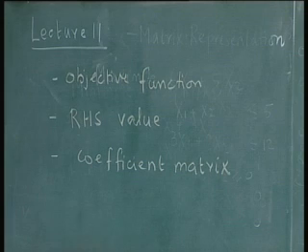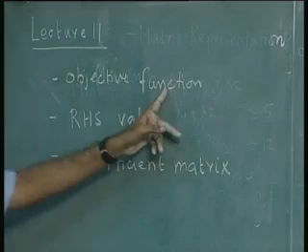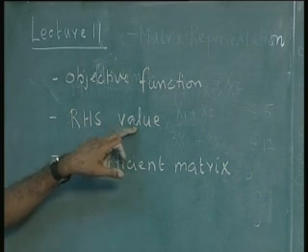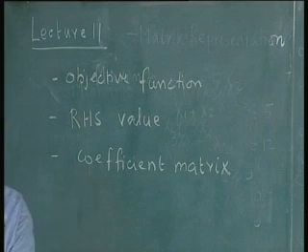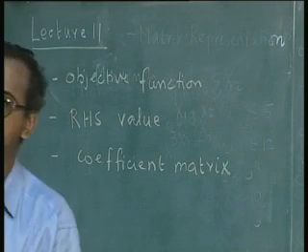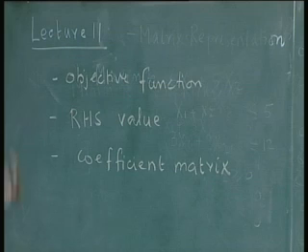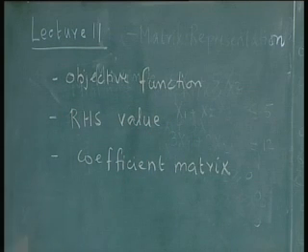After solving it, we would like to see how the solution would change if there are some changes in some of these numbers. What will happen to the optimal solution if there is a change in the objective function coefficient? What would happen to the optimal solution if there is a change in the right hand side value? What would happen if there is a change in the coefficient matrix?